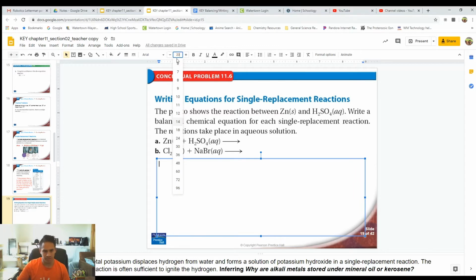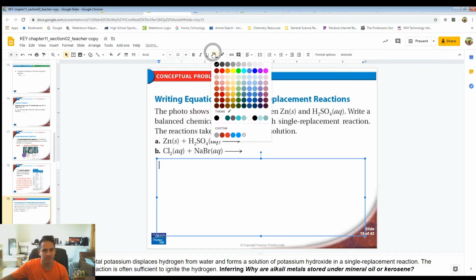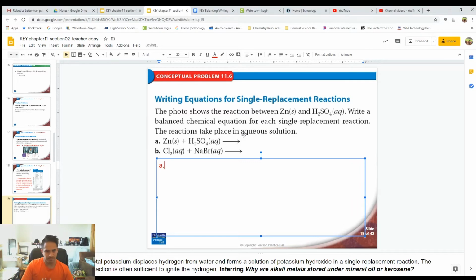Sorry, which doesn't really matter a whole lot. All right. So for letter A, we have zinc solid reacting with H2SO4, which is aqueous. All right. So before we do this, we need to check our activity series.